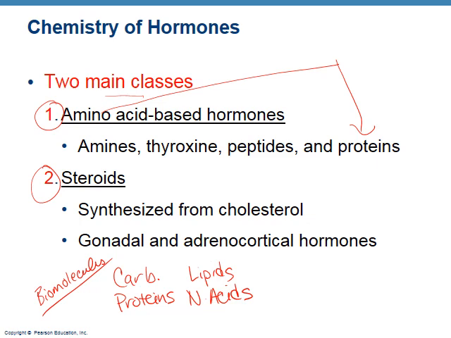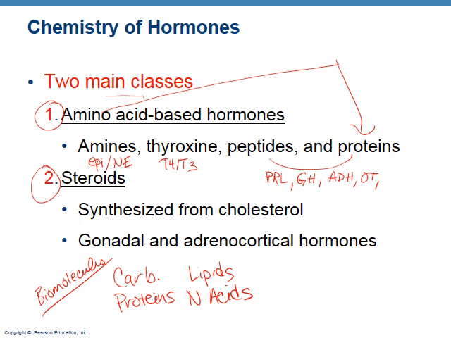So if you have amino acid-based hormones, this means they're made up of amino acids. We should be thinking proteins. They give them different categories or names. So these amines would be epinephrine, norepinephrine. The thyroxine would be what we use to make T3, T4. And then the peptide protein is a big bunch. I'll just give you a few: prolactin, growth hormone, ADH, oxytocin. So lots in that category.